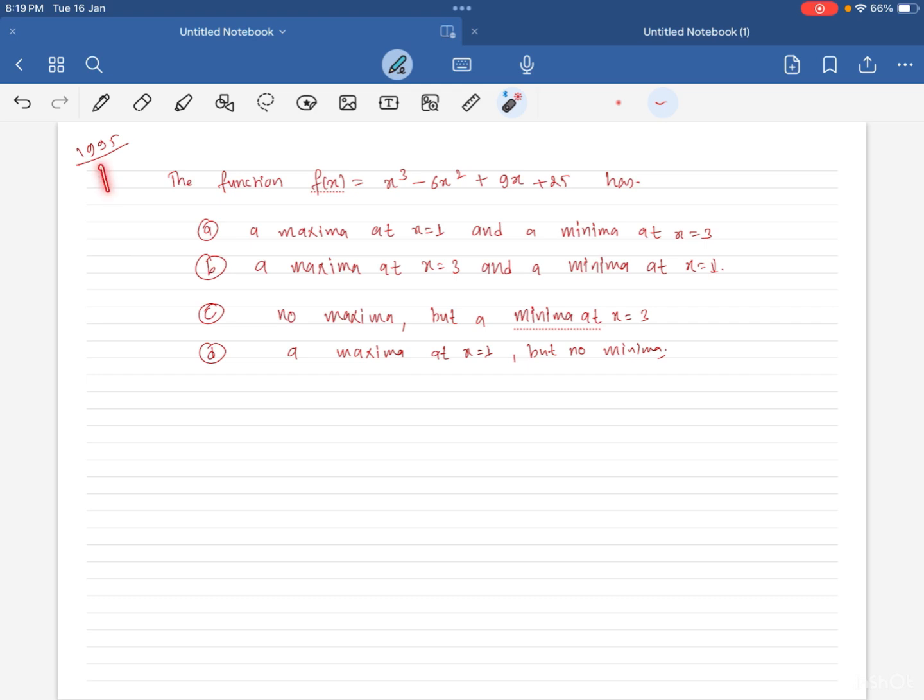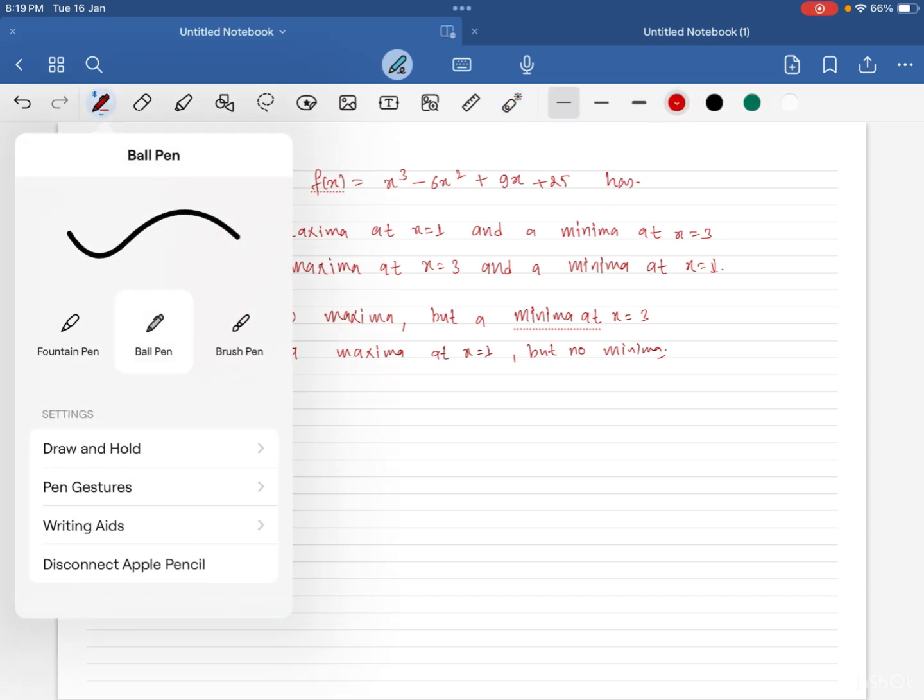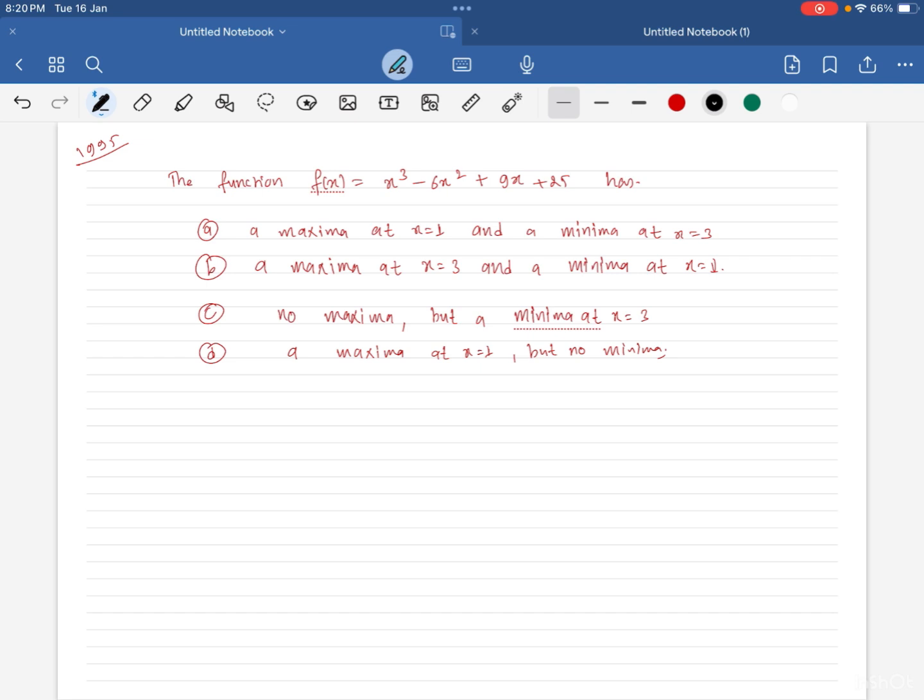Okay, now let's look at this question. The function is given, that is x cube minus 6x square plus 9x plus 25. We have to check whether it has a maxima at x is equal to 1 and a minima at x is equal to 3, maxima at x equal to 3 and minima at x equal to 1, or no maxima but a minima. So basically we will have to look for the stationary points, right? From there, by checking the double derivative, we will get to know at which point we have the maxima or minima.